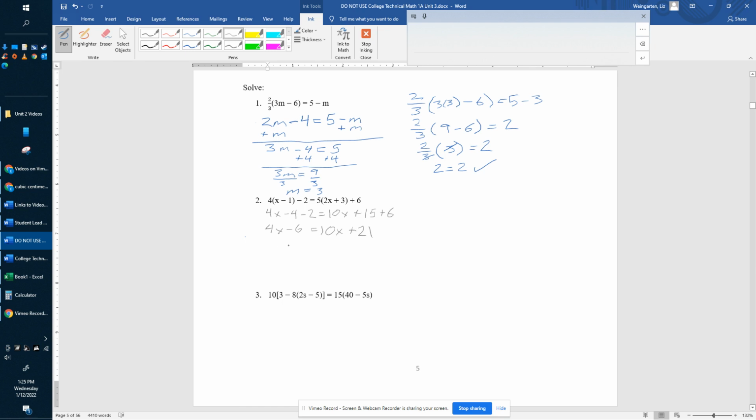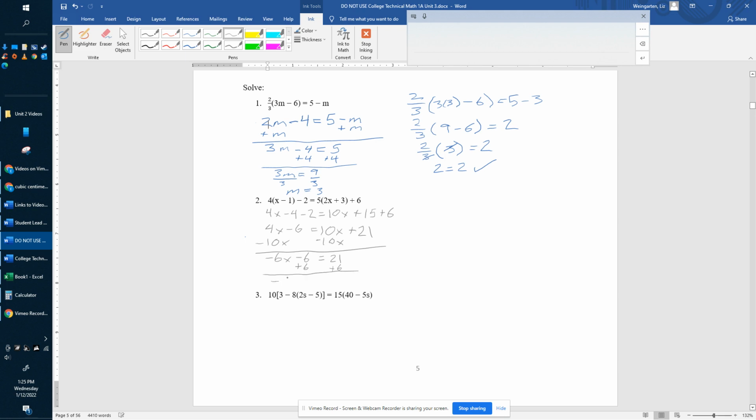Now we have simplified both sides as much as we can. I am going to move my variables to the left side. Subtract 10x from both sides. 10x minus 10x. And I get negative 6x minus 6 equals 21. Now I want all of my constants on the right side, so I'm going to add 6 to both sides.